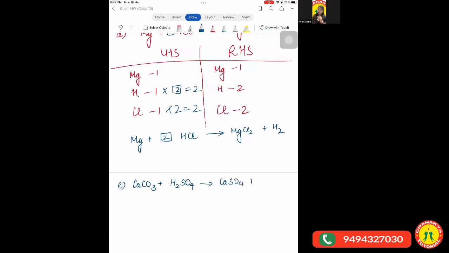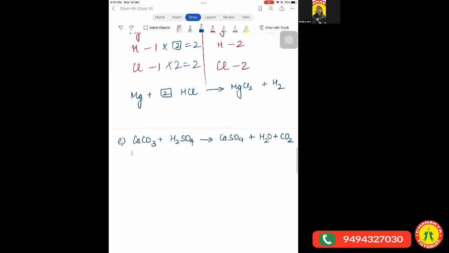Now again, you can observe. What do you observe here? SO4. But do you see that there is a carbonate ion in the reactant, but in the product we don't have any carbonate ion? Can you all observe this? Sulfate is present on both the sides, whereas carbonate is present only in the LHS, but not in the RHS, right?